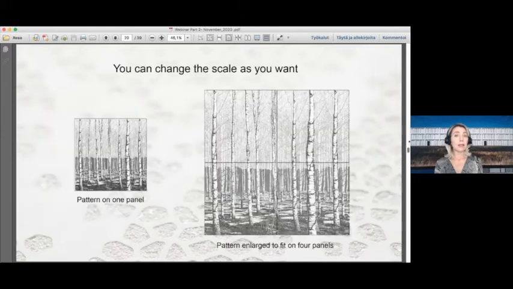And as I said, you can scale these patterns. Here you have the pattern on one panel, that would be the original size. But if you think, well, this is really nice, I could use it as a piece of art, let's blow it up. We could do that. We would just make 4 parts and you would have this blown up on 4 panels. Anything is possible. But remember that this has cost implications.